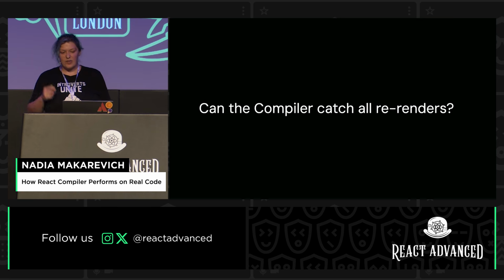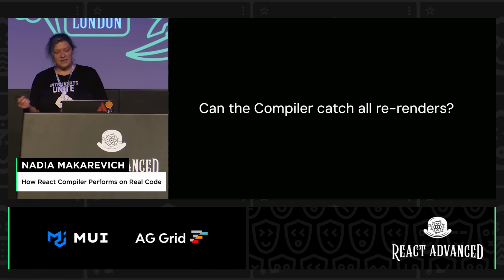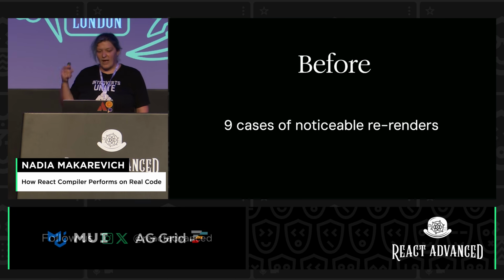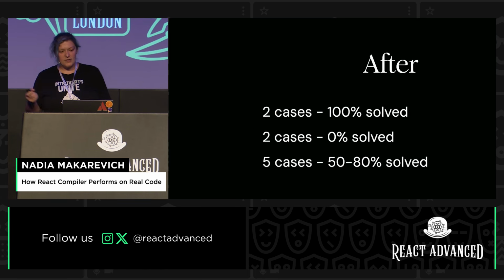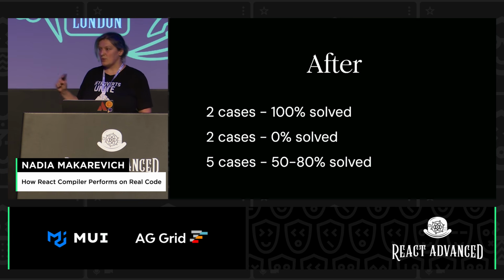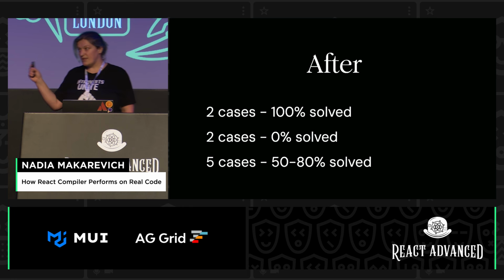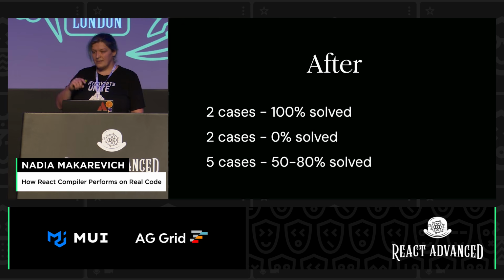But to test it a little bit more, I collected a list of noticeable re-renders in my app and checked how many re-renders are still present after I enable the compiler. I had something like nine of them, stuff like the entire drawer re-renders when tabs change. The end result was this. I had 2 cases where absolutely every single re-render was solved, 2 cases where none of them were solved, and 5 cases where it was like in the situation before, or almost all of them, but sometimes not.